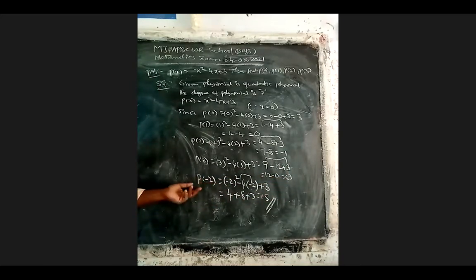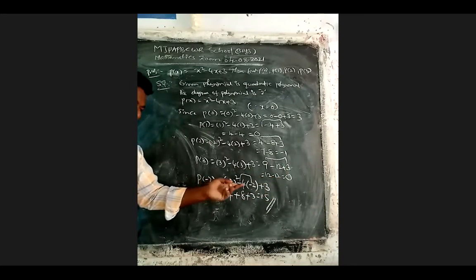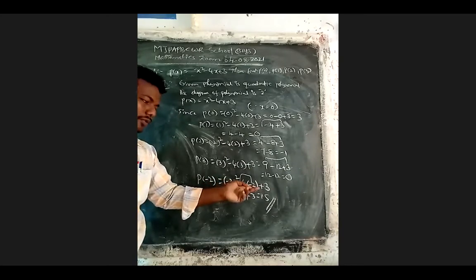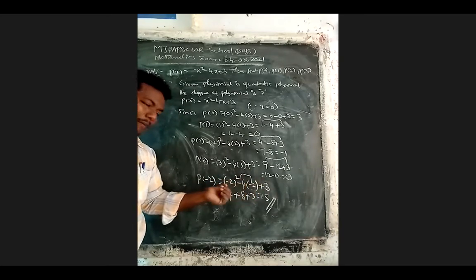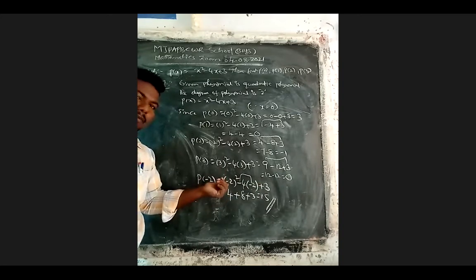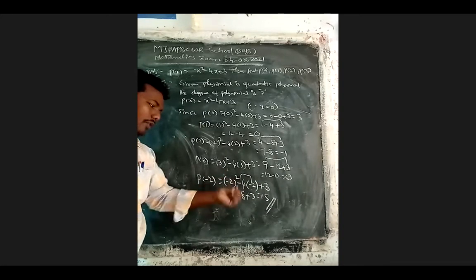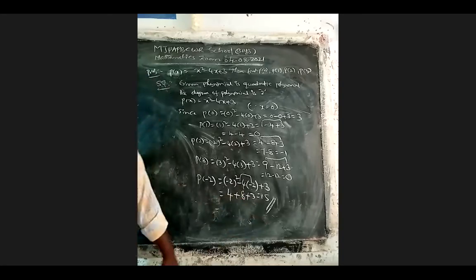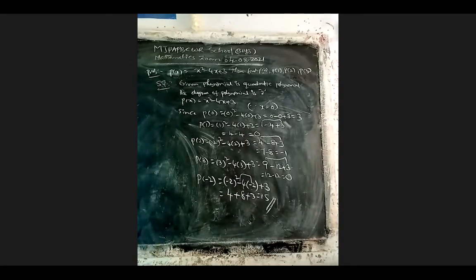And then P of -2 equals -2 whole square minus 4 into -2 plus 3. Minus into minus is plus, so -2 whole square is 2 square, which is 4. 4 plus 8 plus 3 equals 15. Note it down.